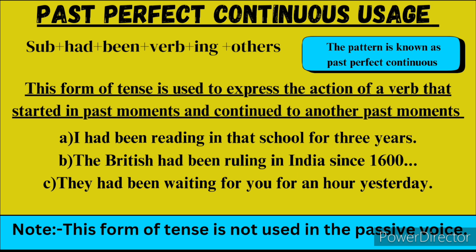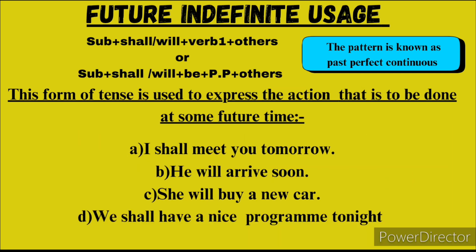Past perfect continuous uses. Subject plus had been plus verb plus ing others. This pattern is known as past perfect continuous. This form of tense is used to express the action of verb that started in past moments and continued to another past moments. Like I had been reading in that school for 3 years. The British had been ruling in India since 1600.